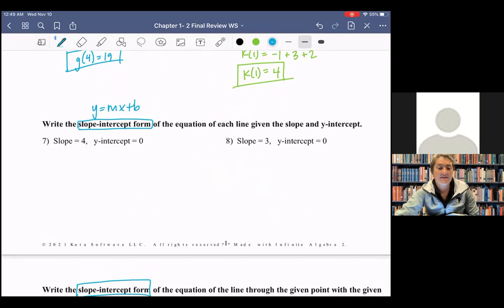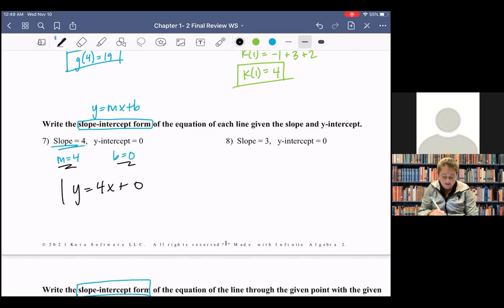Back to writing slope-intercept form, which is y equals mx plus b. They gave us a slope, that's m, so I know m equals 4. They gave us the y-intercept, that's b, so b equals 0. Then y equals mx plus b is going to look like y equals m, which is 4, x plus b, which is 0. Final answer.